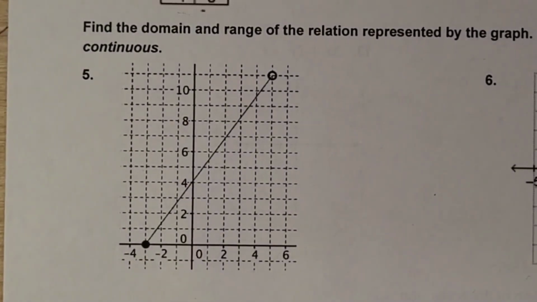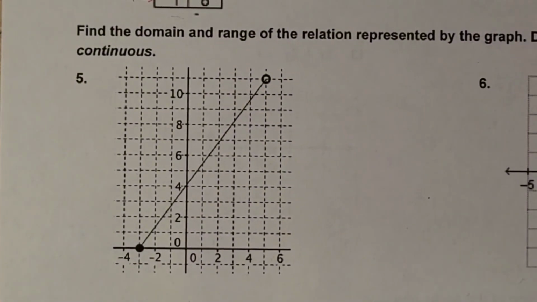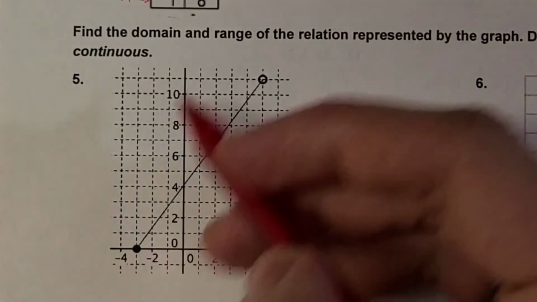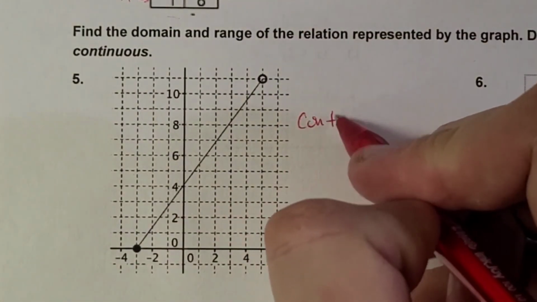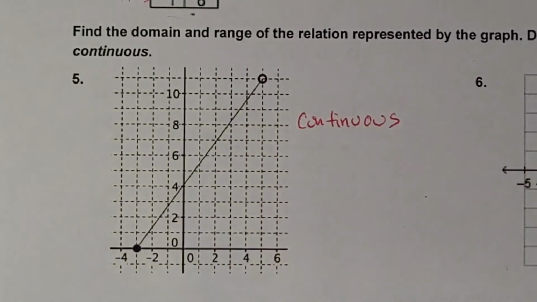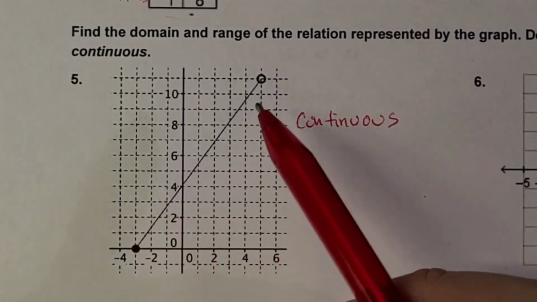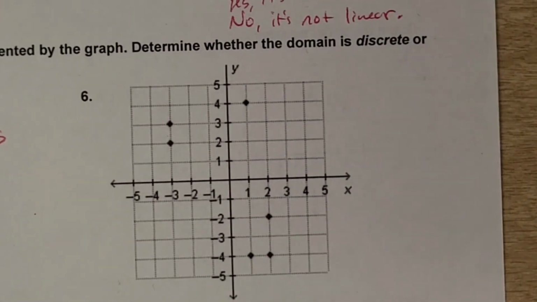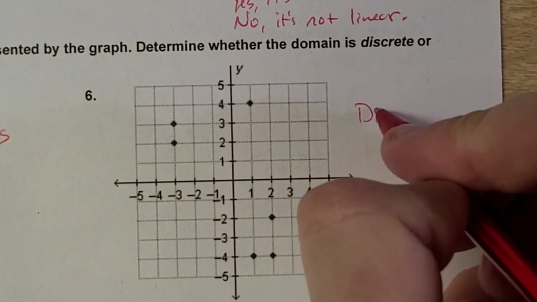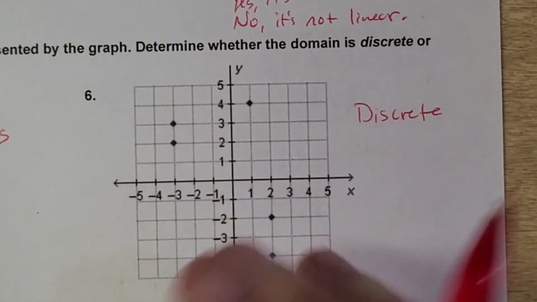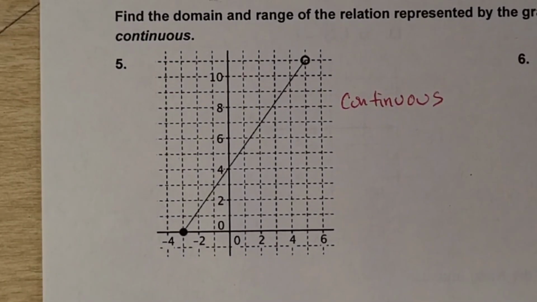Cool. All right, let's move down to number 5. We had a couple of questions here: discrete or continuous, then domain and range. For this one, you should have said this is continuous because it's a connected line. It's not a bunch of dots, versus number 6, which is discrete. We'll get there in a second. So back to number 5.